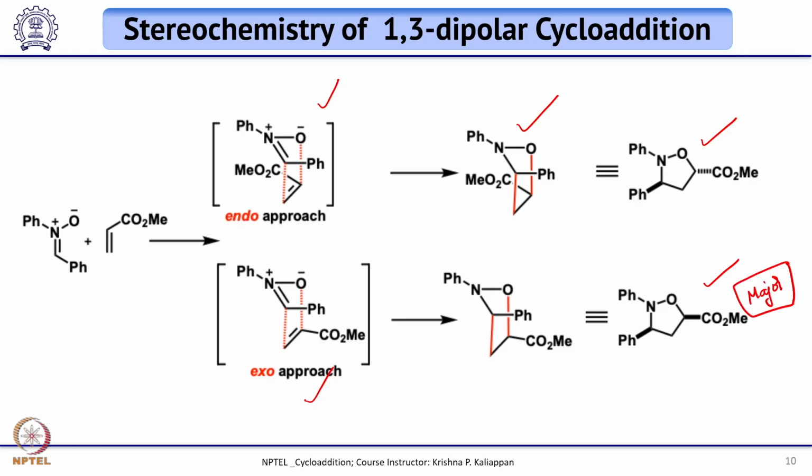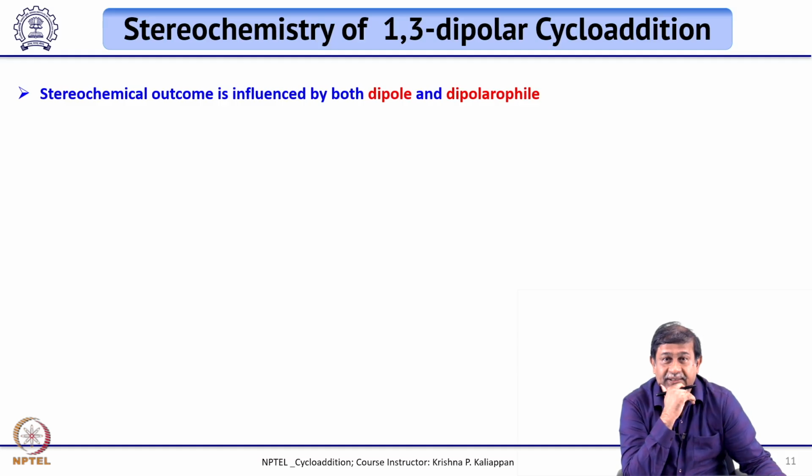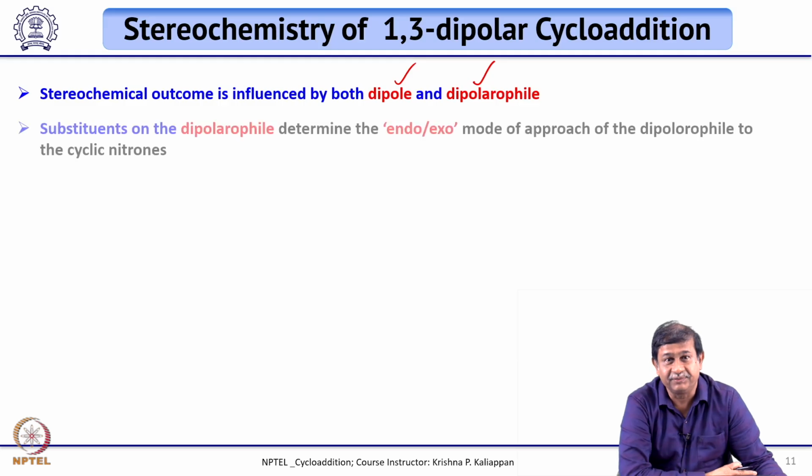Now, it is very easy to analyze the stereochemical outcome of 1,3-dipolar cycloaddition of nitrones. And in the previous example, we saw the substituent on the nitrone is a phenyl group, but it is a linear, acyclic nitrone. What will happen if we have a cyclic nitrone, and the cyclic nitrone also has some additional functional groups? The stereochemical outcome is mainly influenced by the dipole and dipolarophile. Okay. If you have substituents present in the dipole, then they will influence the stereochemical outcome.